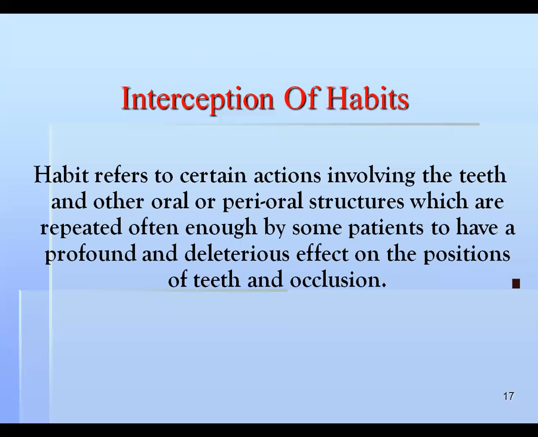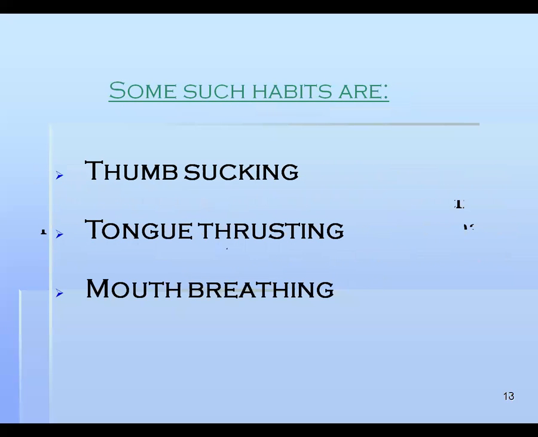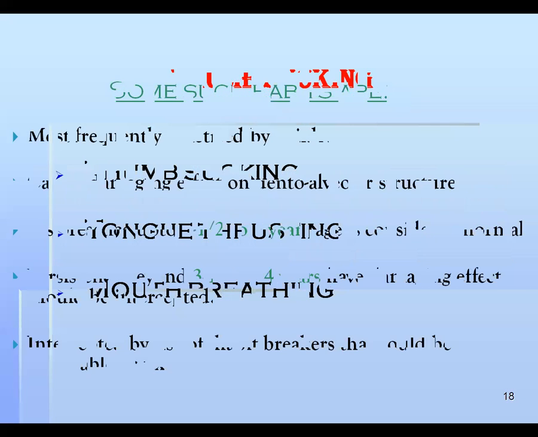Then interception of habit. Habits refer to certain actions involving the teeth and other oral or perioral structures which are repeated often enough by some patients to have a profound and deleterious effect on the positions of teeth and occlusion. Some common oral habits are thumb sucking, tongue thrusting, and mouth breathing.